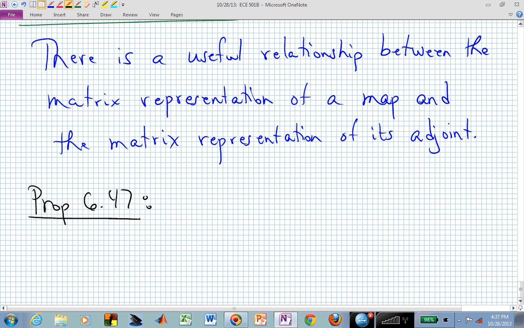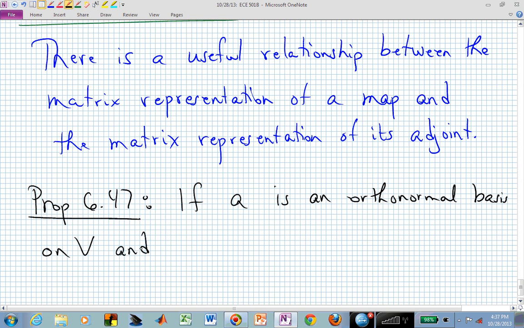In proposition 647, let's now consider two sets of bases. Let's say that A, and let's even be more specific, let's let A be an orthonormal basis on V, and let's let B be an orthonormal basis on W.